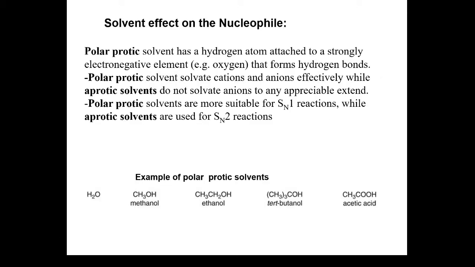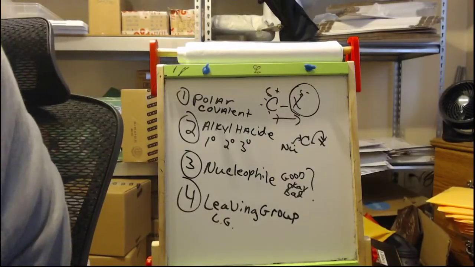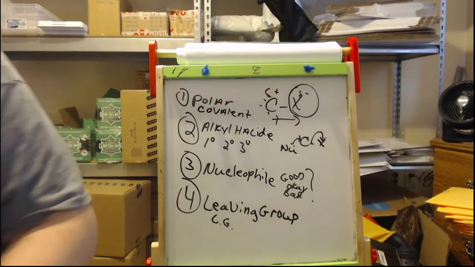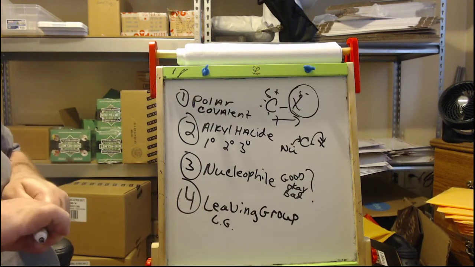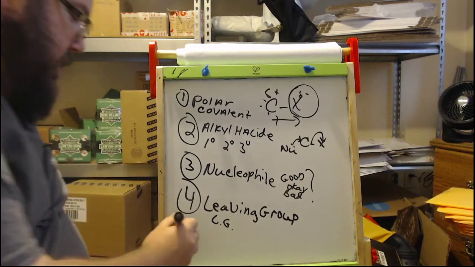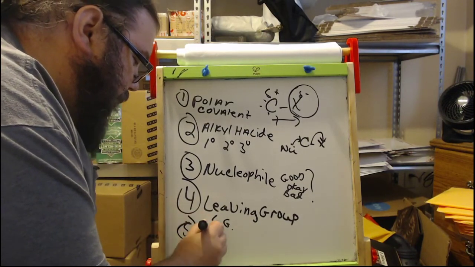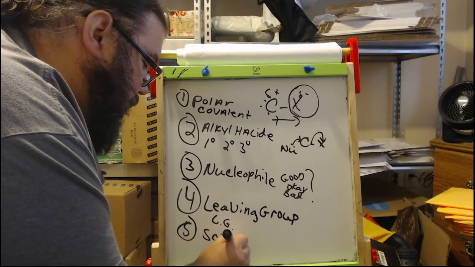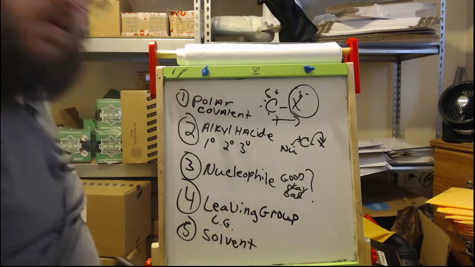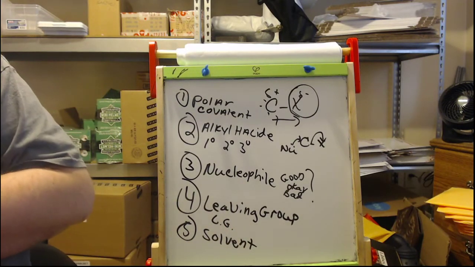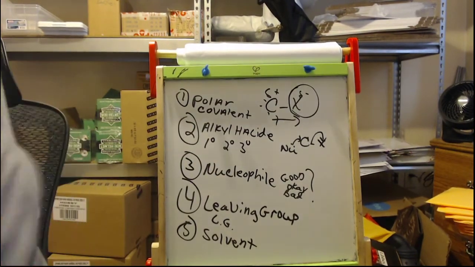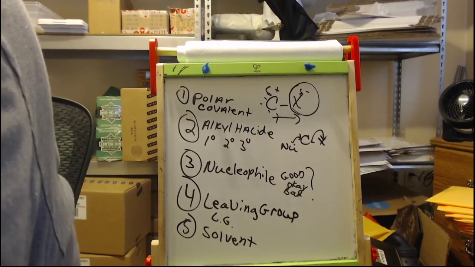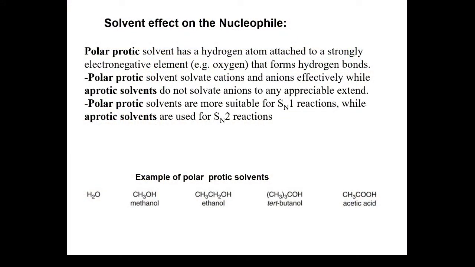So let's go back to our board now. The next thing that will determine our reaction, on our board, is number 5. And number 5 is, what solvent are we in? Our solvent that we're doing the reaction in will also determine the process of how we're going to do our substitution. So here are our solvents.